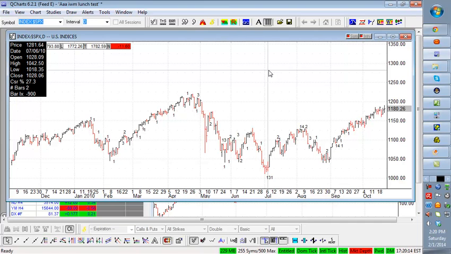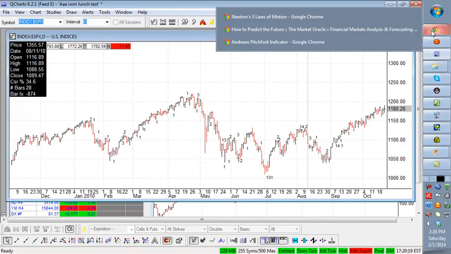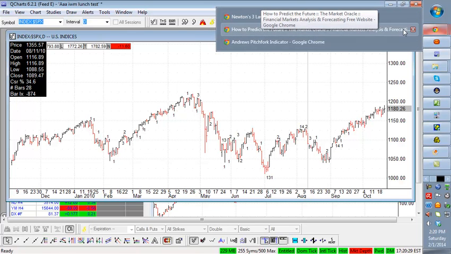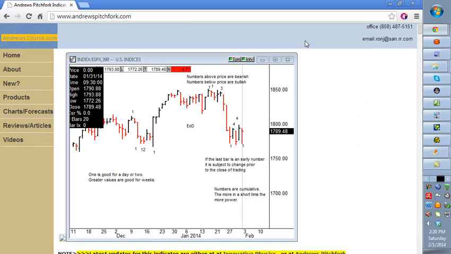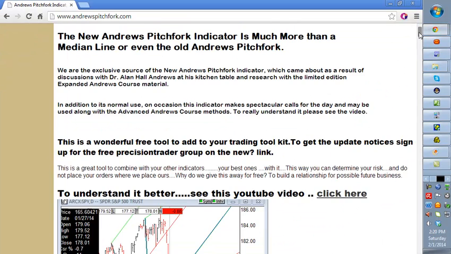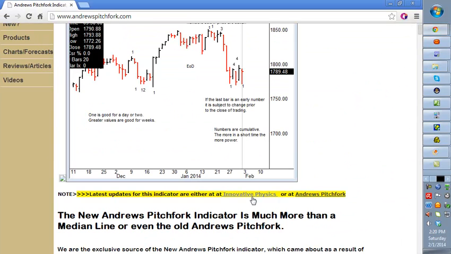pitchfork indicator. And I want you to know that for the time being, what we do is we are giving it away for free on a daily basis, the end result of that indicator. We don't want to give the indicator itself away because we'd like to sell it to some big company that really, really wants it.